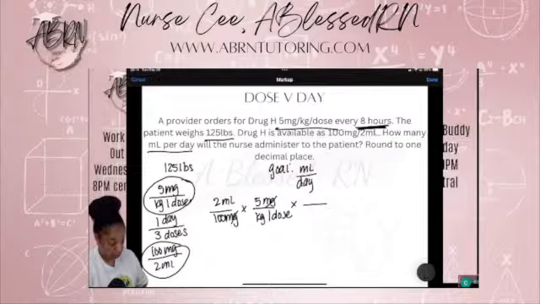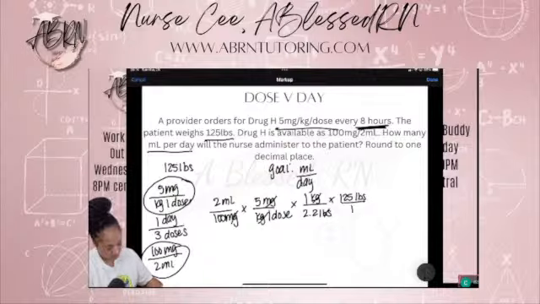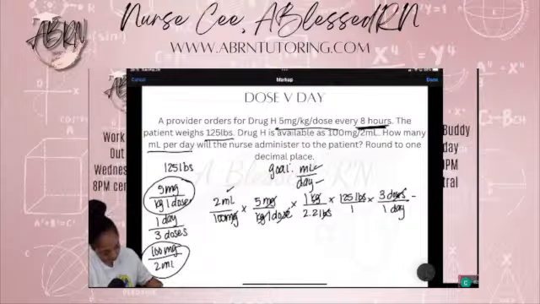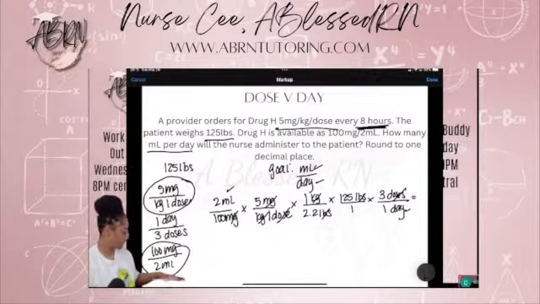Milligrams crosses out, and now we've got kilogram and dose at the bottom. All right, so both of those have got to go, right? So we'll do 1 kg is 2.2 pounds, because our patient's weight is in pounds, and that is the conversion for it. So then we'll put 125 pounds over 1. That crosses out. And now what's left is milliliter per dose. We need milliliter per day. So we know that there are 3 doses in one day. Your doses cross out, and now you've got milliliter at the top and day at the bottom. Okay? Y'all with me?